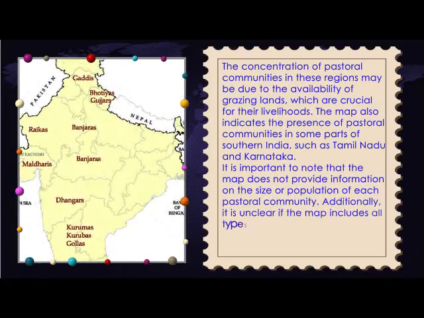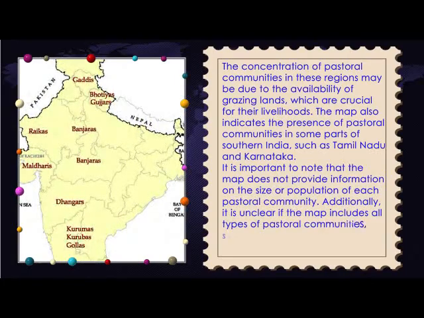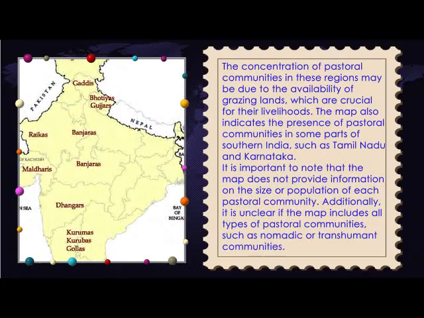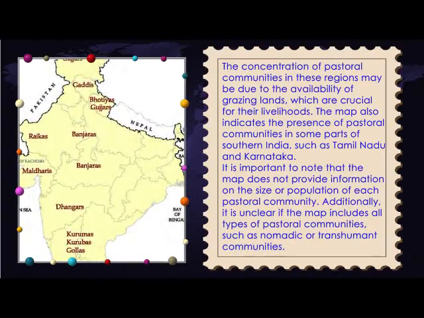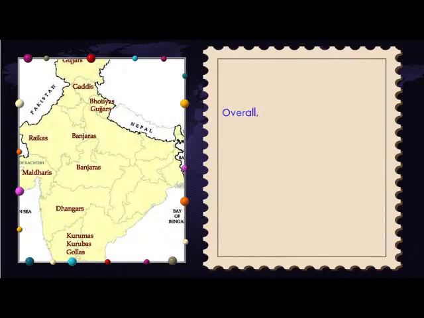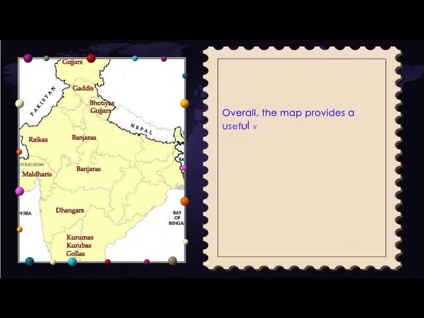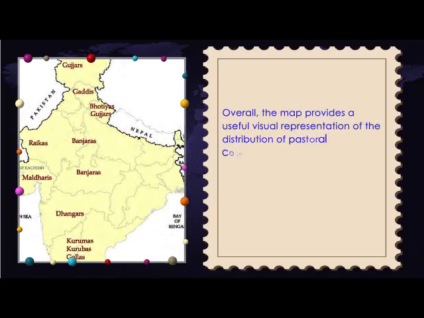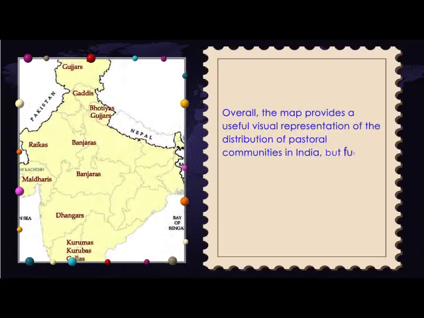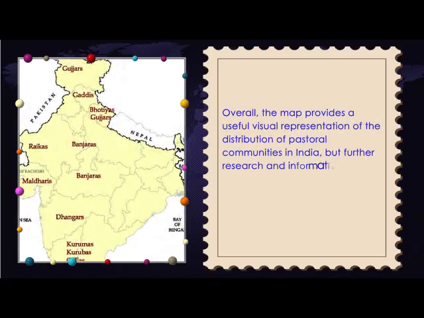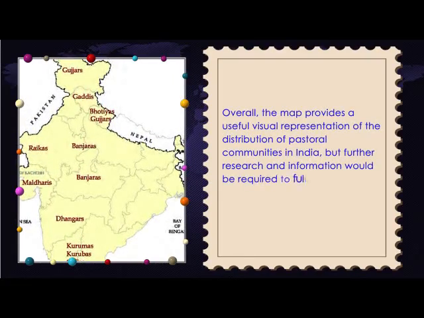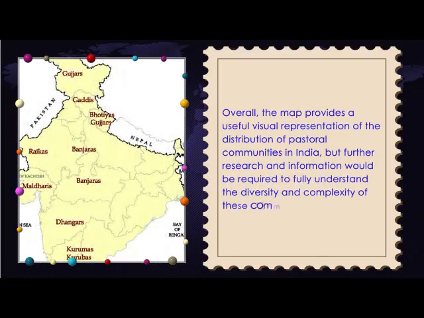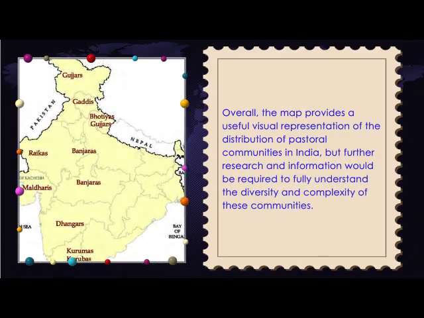Additionally, it is unclear if the map includes all types of pastoral communities, such as nomadic or transhumant communities. Overall, the map provides a useful visual representation of the distribution of pastoral communities in India, but further research and information would be required to fully understand the diversity and complexity of these communities.